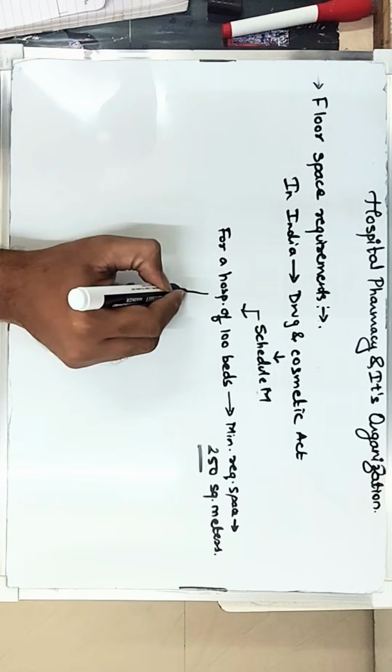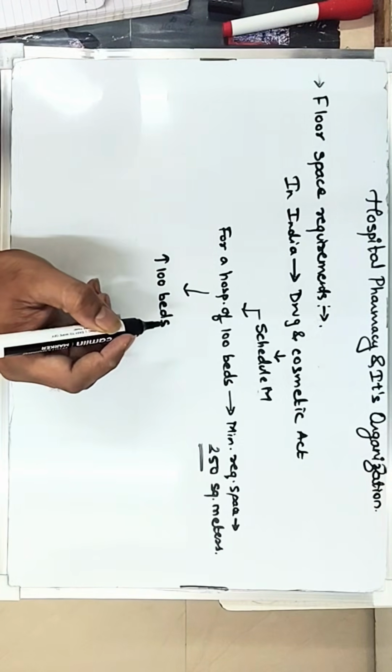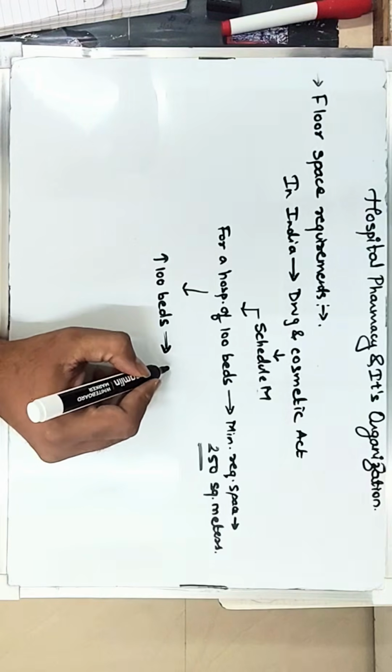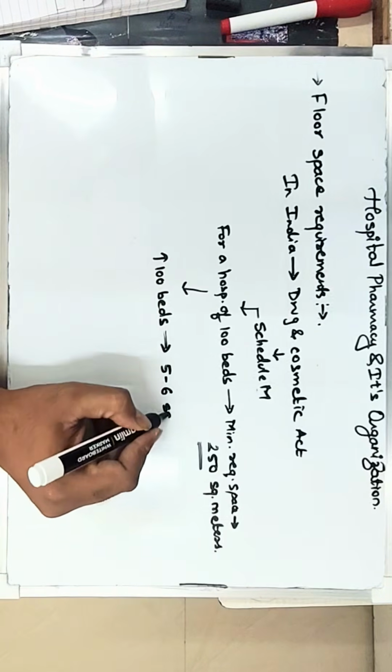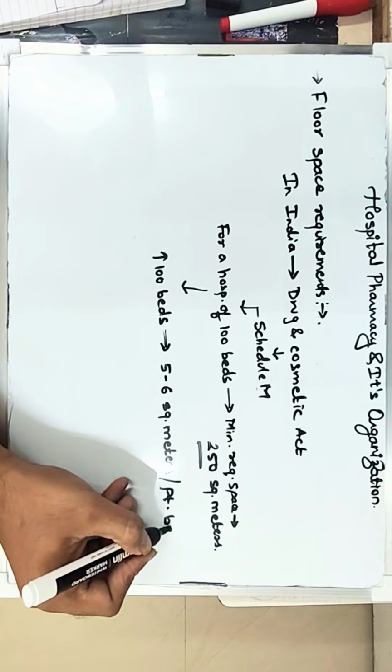अगर हॉस्पिटल की साइज इंक्रीज होती है अबव 100 बेड्स, if the hospital size is more than 100 beds, then the requirement also increases, which increases to 5 to 6 square meters per patient bed.